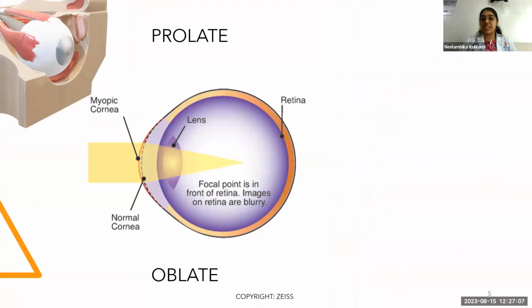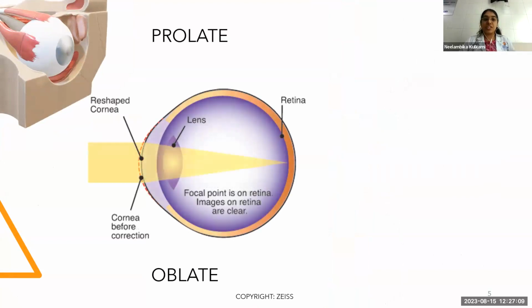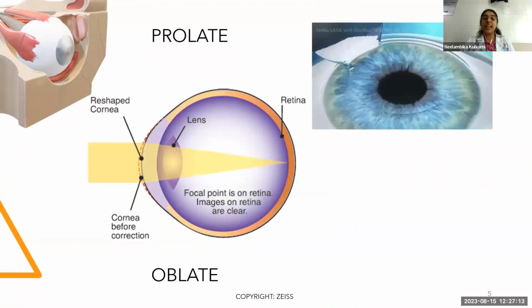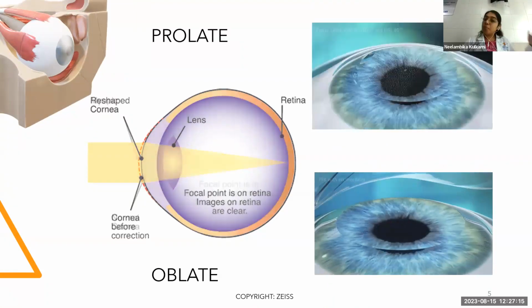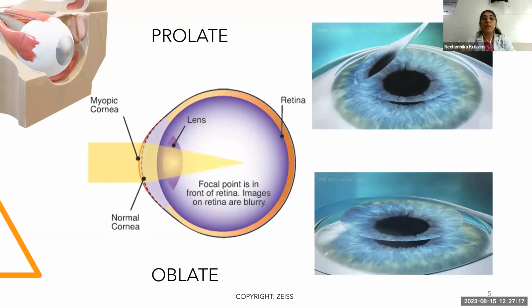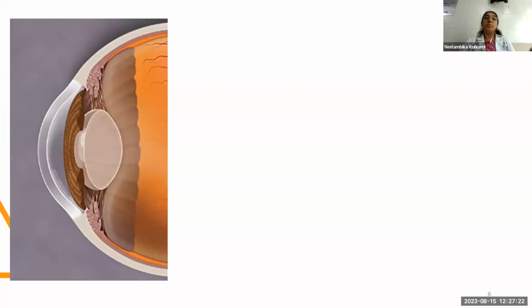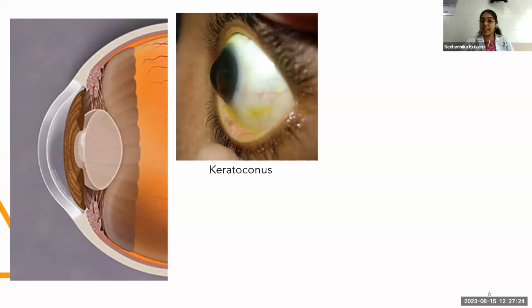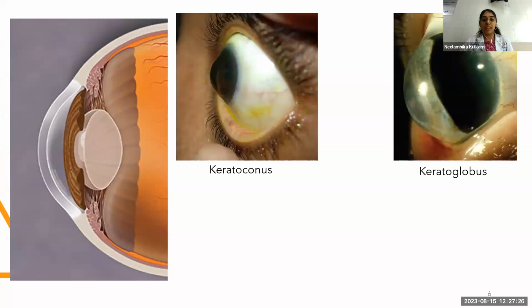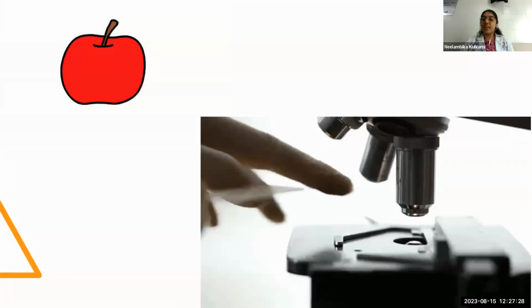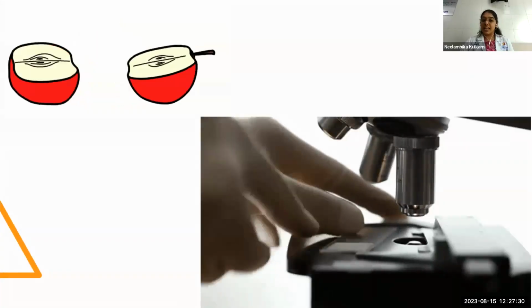So, like we just discussed in the previous session, in myopic patients, when we do laser refractive surgeries like LASIK and PRK, what we are trying to do is convert the prolate shaped cornea to a little bit of oblate shape. Other abnormalities in the shape of the cornea may be seen, as in keratoconus, keratoglobus, as well as cornea plana. Now let's cut open this cornea and look at it under the slide.